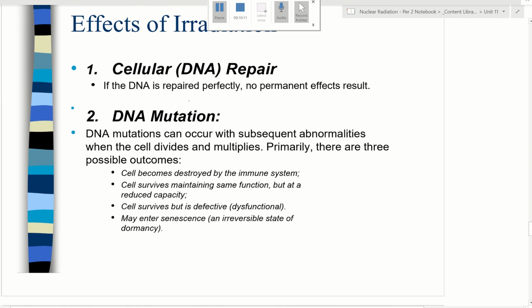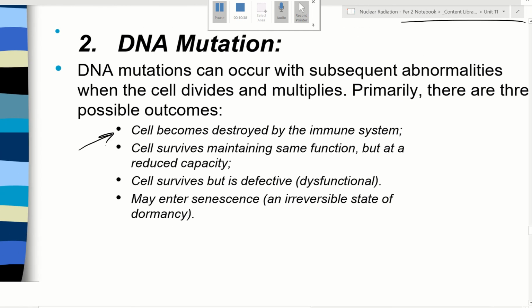If the DNA is repaired perfectly, there's no permanent effects, and in fact, you won't even know that it happened. The cell irradiated would continue to function normally. DNA mutations can occur, and these cause abnormalities within the cells, and then this abnormality begins to multiply, and that's what we end up calling cancers. So if this happens, the cell sometimes can get destroyed by the immune system. The cell can survive and maintain the same function but reduced capacity.